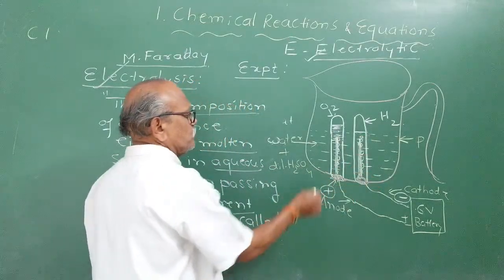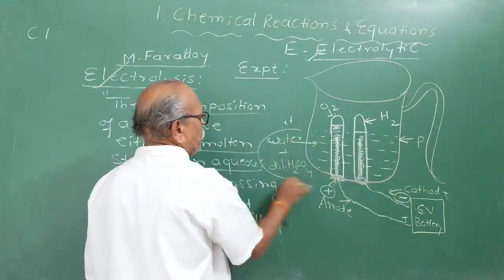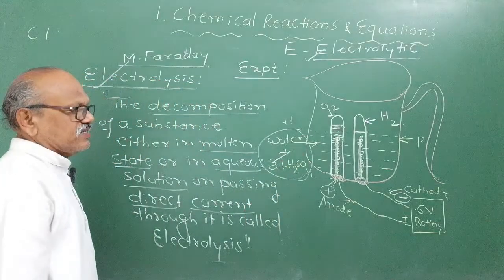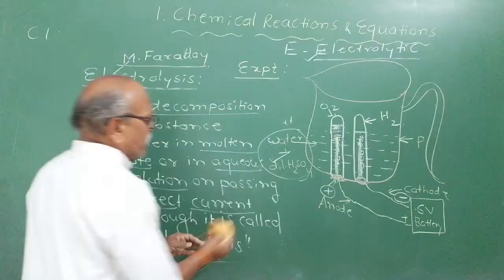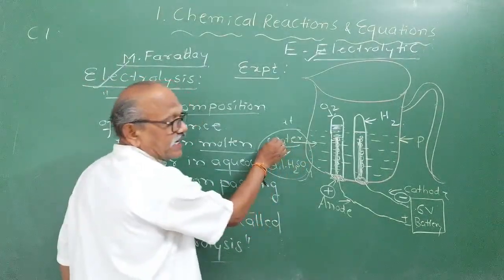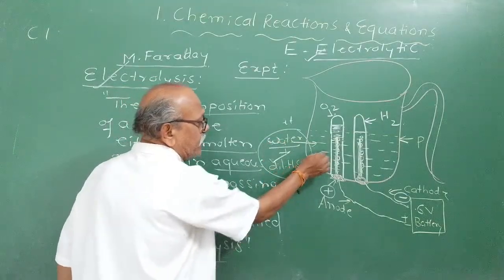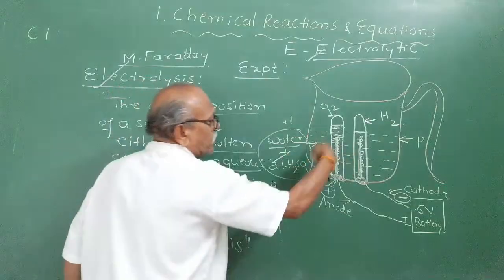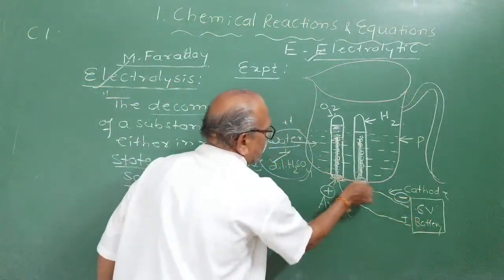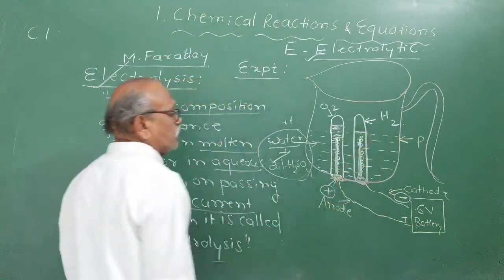Take 2 test tubes. Fill half of it with water mixed with dilute sulfuric acid. Why dilute sulfuric acid is one of the reasons asked. Dilute sulfuric acid is used because pure water is a poor conductor of electricity. When you add a little dilute sulfuric acid to it, it becomes a conductor because it should pass the current. Because these electrodes are not connected, they are connected by water only. You have to fill it with water.